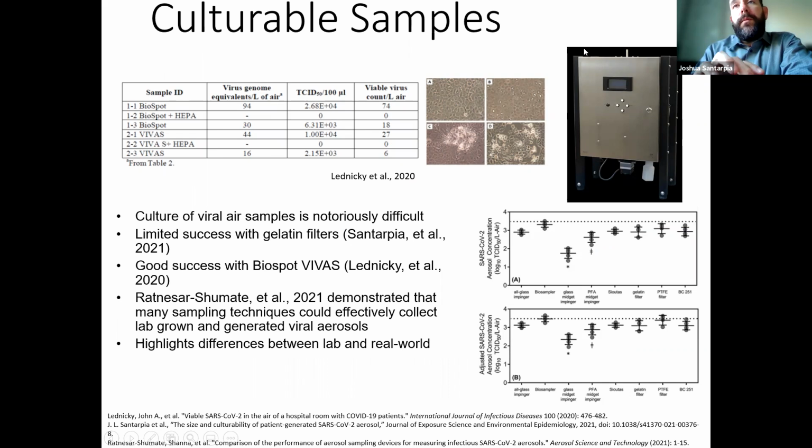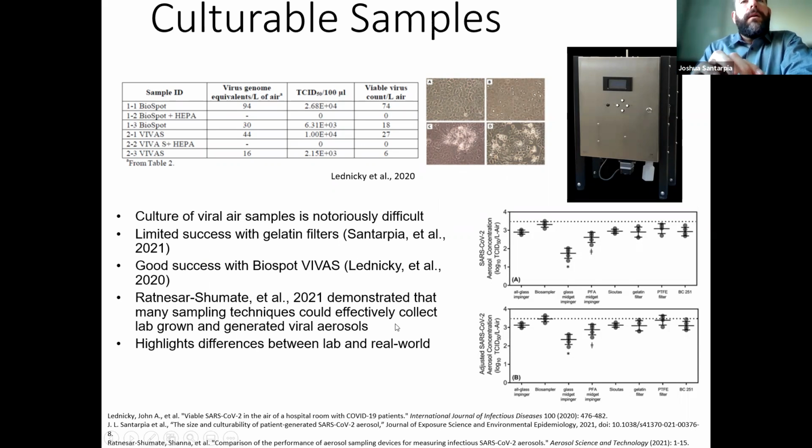Other folks have been doing this, so I wanted to mention the VIVAS sampler, which is essentially humidity controlled. You basically grow up the bioaerosol particle with water and then collect it, which should take a lot of the impact out. Lednicki and C.Y. Wu's group at University of Florida has had a lot of good luck collecting very viable virus samples from there. However, I wanted to talk about this from sampling in general. So we had some good luck sampling with gelatin filters. Lednicki and C.Y. Wu had good luck with this Biospot VIVAS, which was very, very carefully controlling the forces on the aerosol.